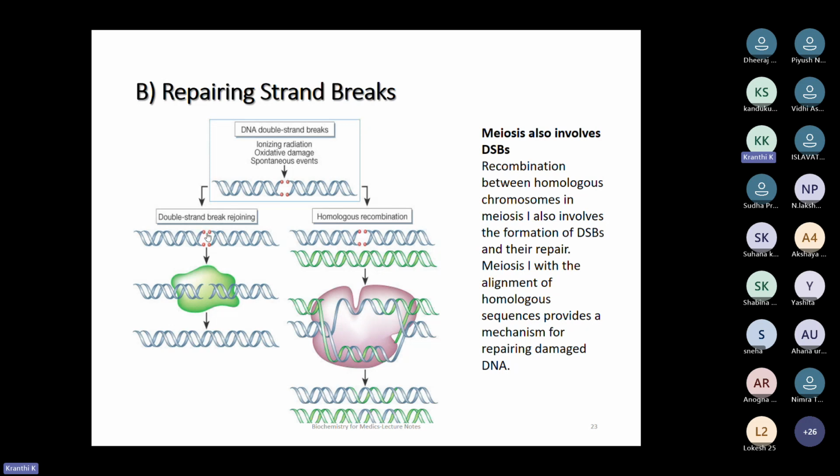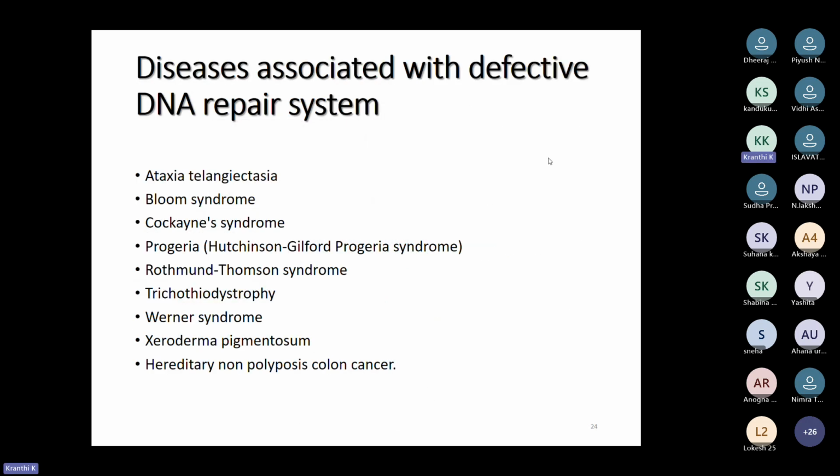Simple here, then there is a nick or when there's a break, so it has to do the repair. Okay. Then diseases associated with the defective DNA repair system: ataxia telangiectasia, Bloom syndrome. Okay, these are different diseases.